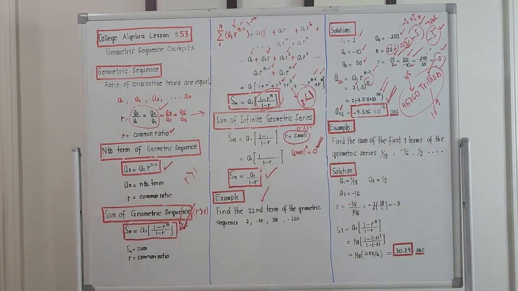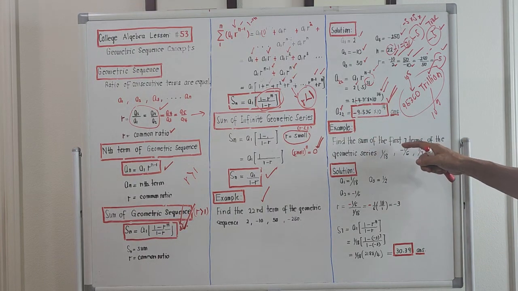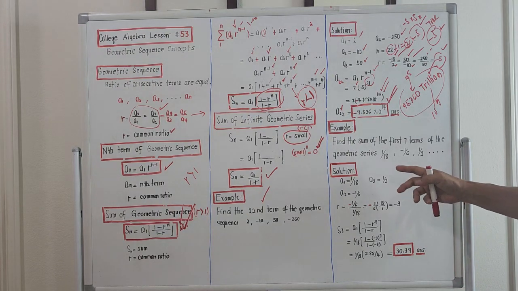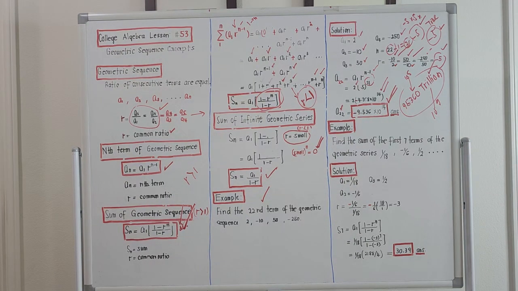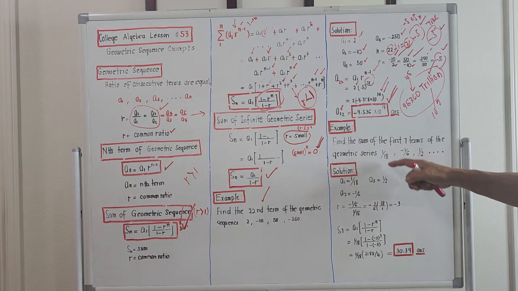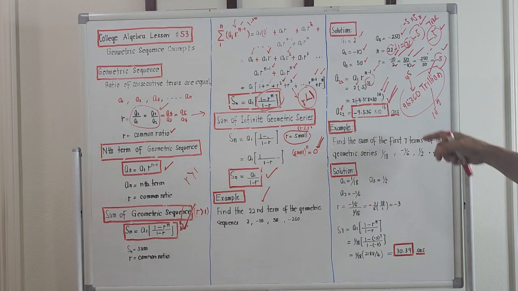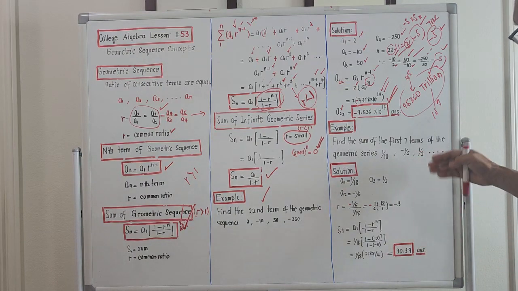Last example for tonight. Find the sum of the first 7 terms of the geometric series. The geometric series is 1/18 for the first term, negative 16 for the second term, and 1/2 for the third term. The problem is asking up to the 7 terms, what will be the summation? I checked this also by using the calculator, but I will not place it here.